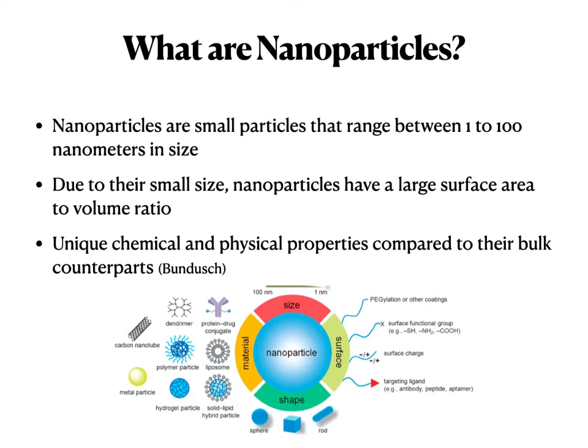So nanoparticles can be lipids in a liposome. It can be composed of proteins, which is a protein drug conjugate frequently used in the medical field. It can be made up of polymers, of hydrogels, metals, or a carbon nanotube, such as what we talked about earlier. It can also take on a variety of shapes, such as spherical, cubical, or rod-formed.